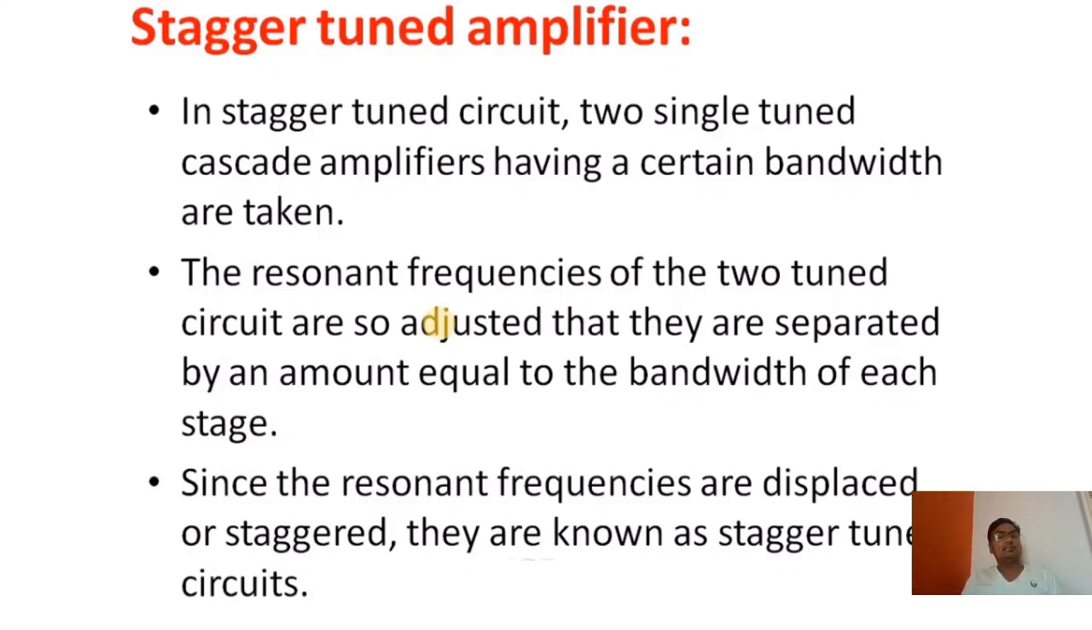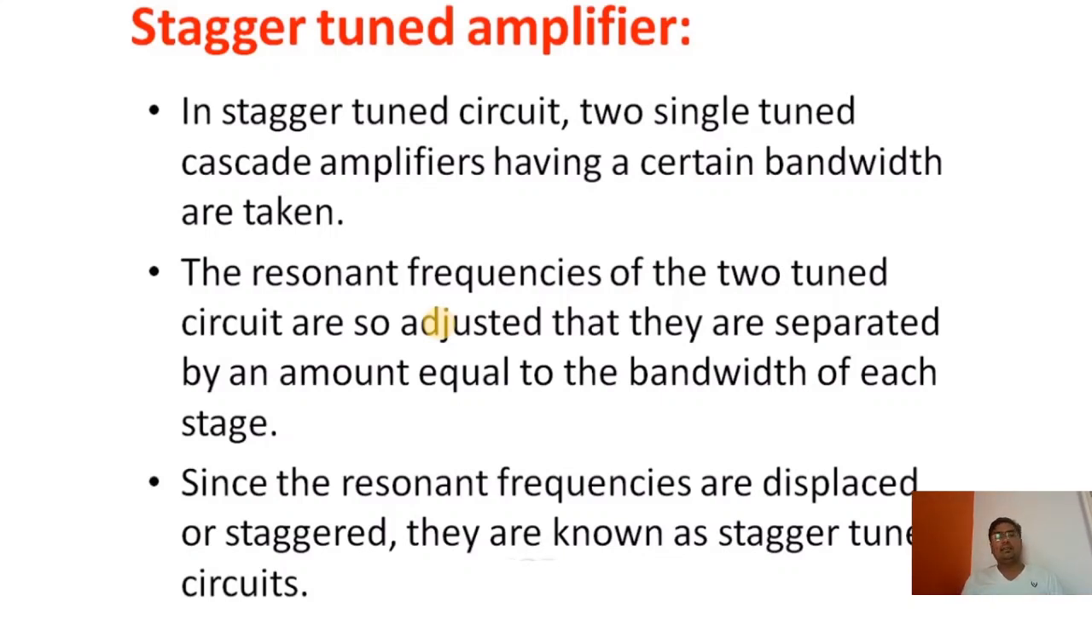Then if 2 kilohertz is the bandwidth of the first single tuned amplifier, and the bandwidth is the same for the second single tuned amplifier, then their resonant frequencies must have a difference of 2 kilohertz. That's what a stagger tuned amplifier is. Agreed? What you have to do is cascade two single tuned amplifiers. Just make sure that their resonant frequencies have a difference equal to the bandwidth.